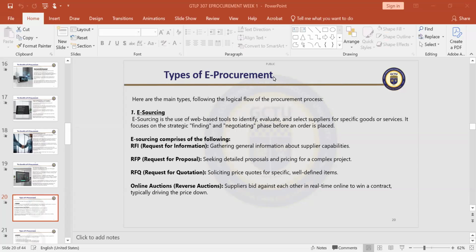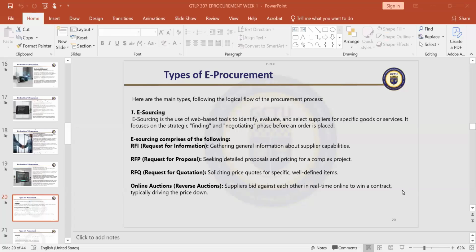So after doing that, then you request for proposal. That means seeking detailed proposals and pricing for a complex project. You ask them to bring a proposal, which includes their capabilities, what they can do, what they can offer, and the works that they've done, so that you know their capabilities based on their profile. You know whether they've done the job before, whether this is their first time, and so on and so forth.